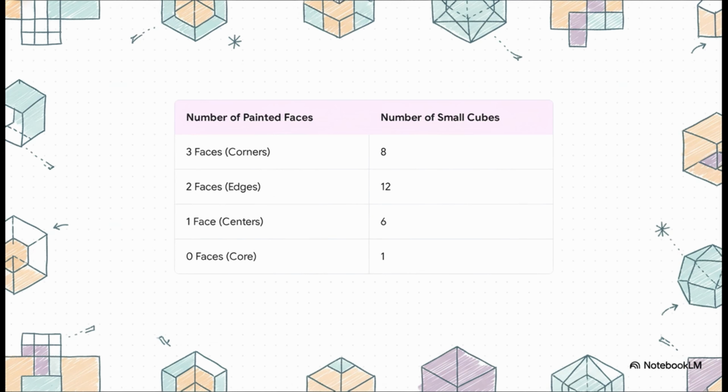The 8 pieces on the corners, they get paint on 3 faces. The 12 pieces on the edges get 2 faces painted. The answer to our puzzle? It's the 6 cubes that are right in the center of each face. They're the only ones with exactly one side painted. And how cool is this? There's one single cube right in the very core that's completely untouched by paint.